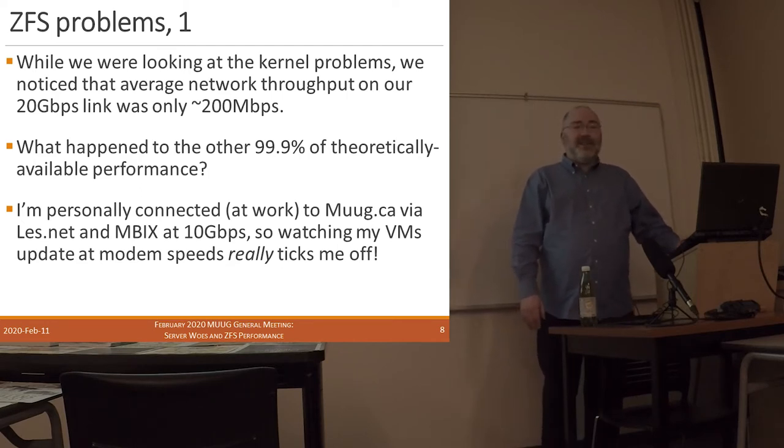Like if I was on MTS DSL, I would just assume that, well, MTS sucks, and that's all there is to it. But no, I'm actually involved with every single step of that 10 gig link to mug.ca, so I know exactly where that path goes, and I know there's no problems there. Why am I only getting 200 megabits per second? It took like half an hour to do a yum upgrade on one of my VMs, and it only downloaded about 6 RPMs. It was like using a modem.